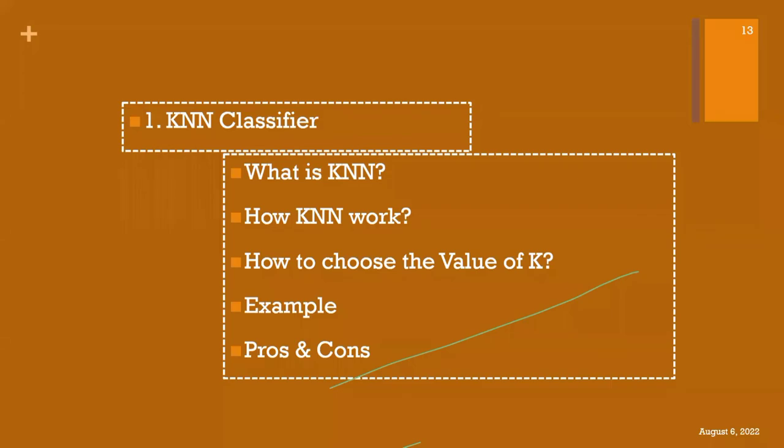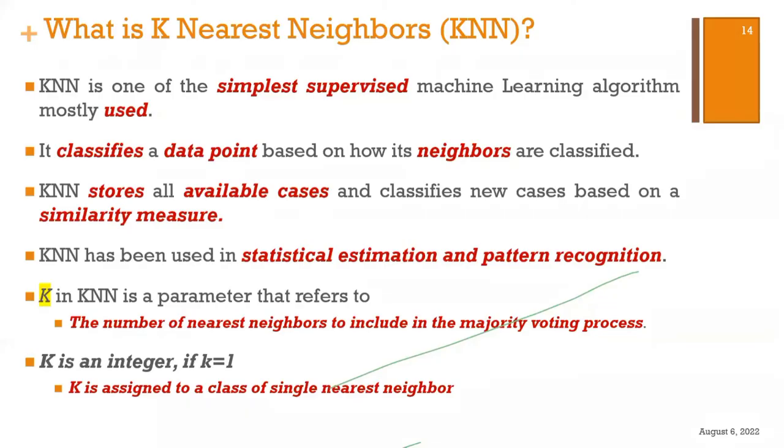Now, our friend, K-nearest neighbor. What is K-nearest neighbor? How do we choose the value of K? And then we have an example briefly. K-nearest neighbor is one of the simplest and most commonly used supervised algorithms. It classifies a data point based on how its neighbors are classified, like the name says, K-nearest neighbor. A simple summary I used to give is: show me your neighbor, I will tell you the kind of person you are.